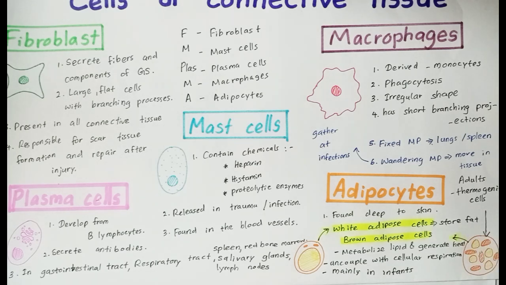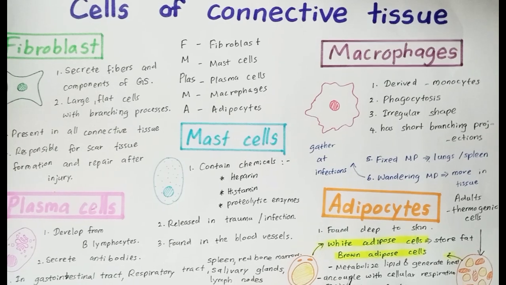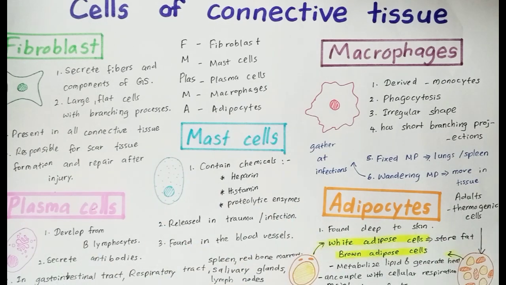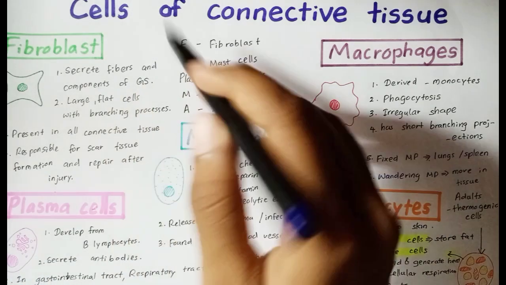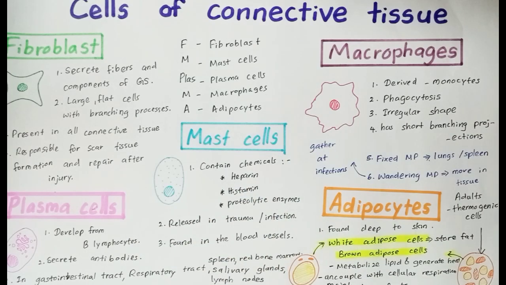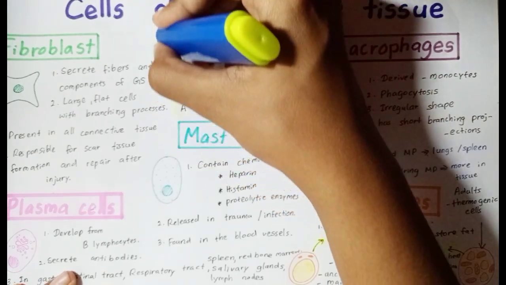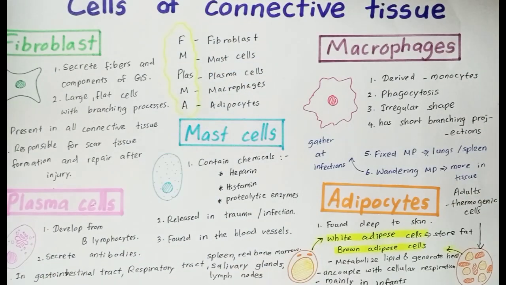So that's all about these cells of connective tissue. There are 5 types of cells: macrophages, mast cells, fibroblasts, plasma cells, adipocytes. You can easily remember them through this term: FM plasma. And there are special features of these cells, and I have already described them very clearly. I think you could understand it very well.